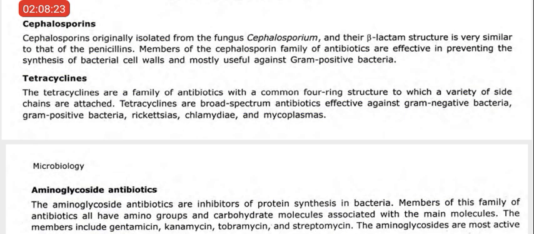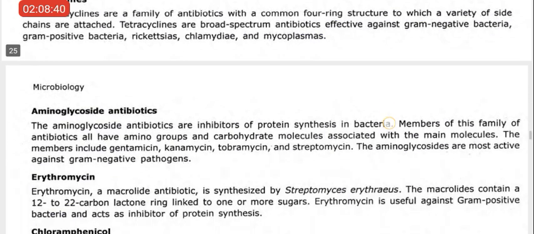The tetracyclines are a family of antibiotics with a common four-ring structure to which a variety of side chains are attached. Tetracyclines are broad-spectrum antibiotics effective against gram-negative bacteria, gram-positive bacteria, Rickettsia, Chlamydia, and Mycoplasmas.